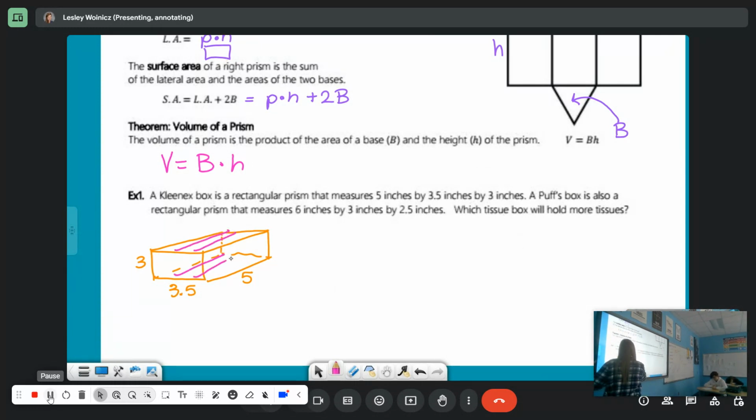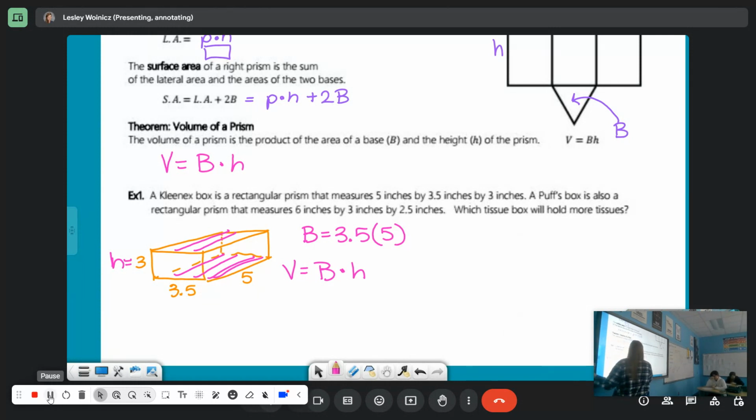Okay, so we're picking these to be the bases. So what is the area of our big B? Yeah, 3.5 times 5. Okay, what is volume? Big B times little h. So by default, this is our h. Correct?